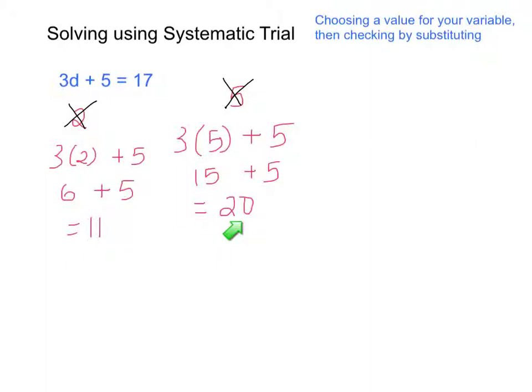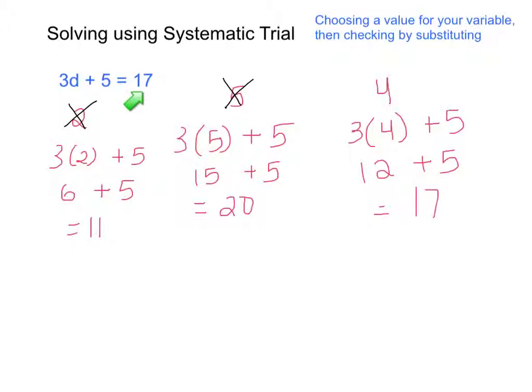So for next, I'm just going to choose another value, knowing that it has to be in between 2 and 5. So I'm going to choose 4, and we're going to do the same thing and just solve and put it into our equation. So 3 times 4 plus 5. 3 times 4 is 12. 12 plus 5 is 17. So I can see now that the answer in my original equation is 17, and I have gotten 17, which means 4 is the value for my variable. So D in this example would equal 4.